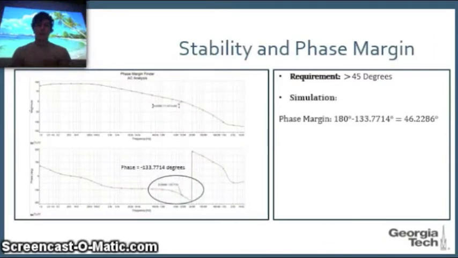In order to find stability, we must first find the phase margin. To find the phase margin, we find the phase at unity gain. Then we subtract this from 180, which gives us a phase margin of 46.2286, which is greater than the 45 degrees, which means it's a stable circuit.